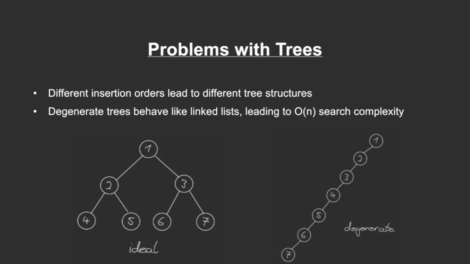First, why is balancing important? Imagine building a search tree by inserting elements in a specific order, like always inserting larger numbers. In that case, your tree might end up looking less like a tree and more like a linked list. This is what we call a degenerate tree.